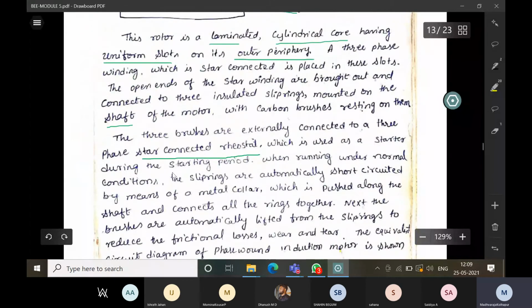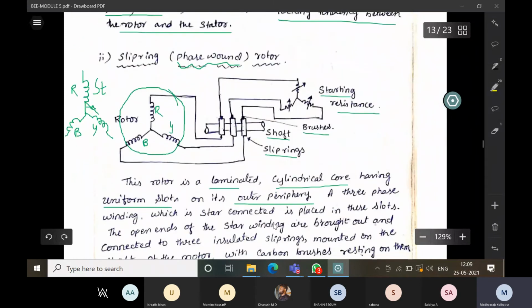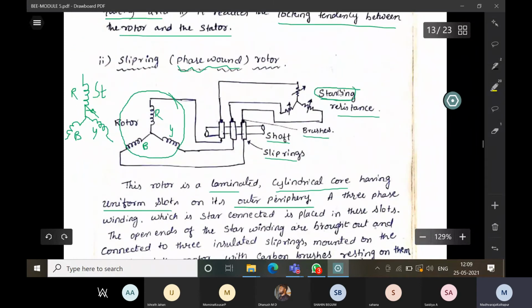When running under normal conditions, the slip rings are automatically short circuited by means of a metal collar. We require a starting resistance at the time of starting only. During the running period, the motor does not require this starter, right? So at that time the entire starter will be disconnected from the slip ring, short circuited, and disconnected from the brushes.